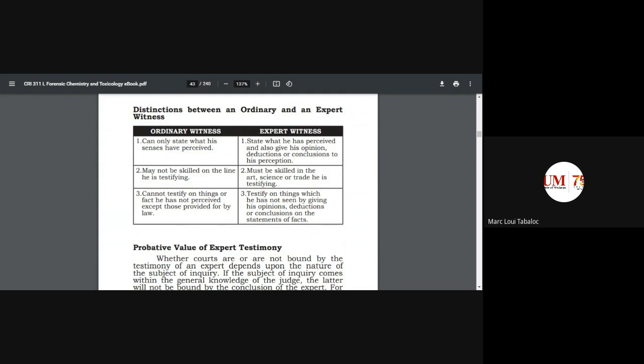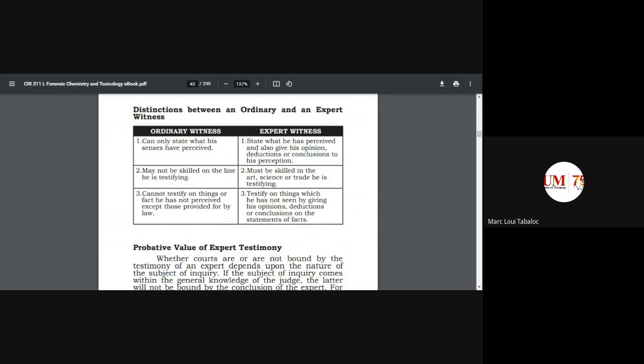Sa regular na mga witnesses, commonly mga victims, they can only state kung ano yung mga na-perceive niya with the use of any of his senses or all of his senses. Well, sa expert witness, they could state what they have perceived and also give their expert opinion, which is basically yung kanilang mga presumptions, mga deductions or conclusions nila sa kanilang field of expertise based on their perception and logically concluded in accordance to the scientific methods used.